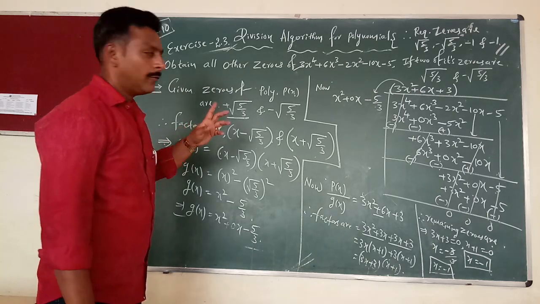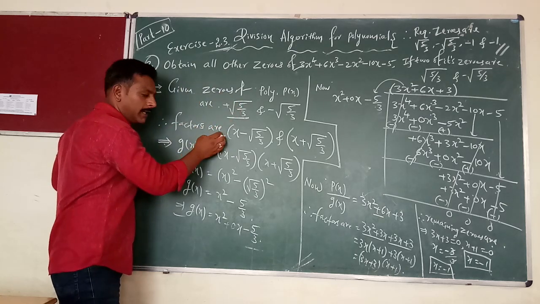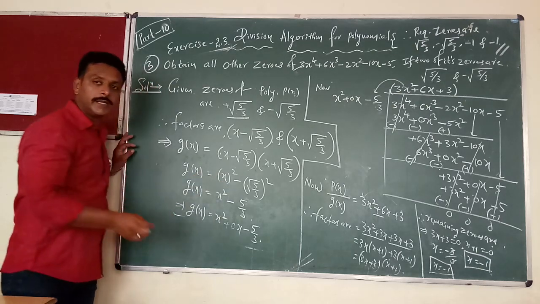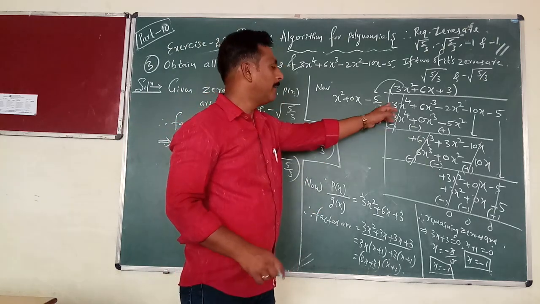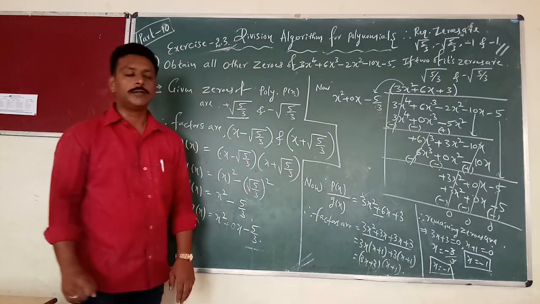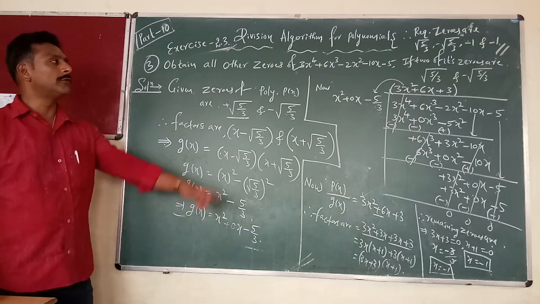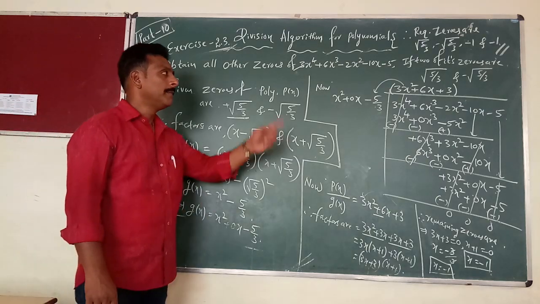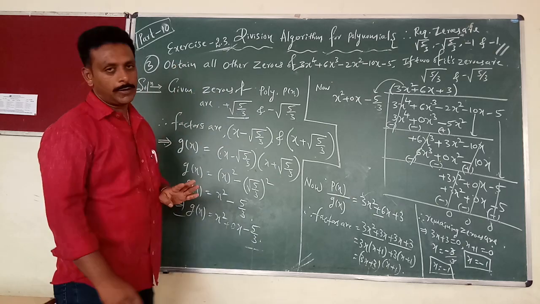So is it clear what we did? They have given the two zeros. From the zeros we got factors, from the factors we prepared the polynomial, and we considered the polynomial as g of x. Next, we divided p of x by g of x and got the answer. Splitting it, we got two factors, giving another two zeros. Therefore the total required zeros are plus root 5 by 3, minus root 5 by 3, minus 1 and minus 1. These are the four zeros of the given polynomial.